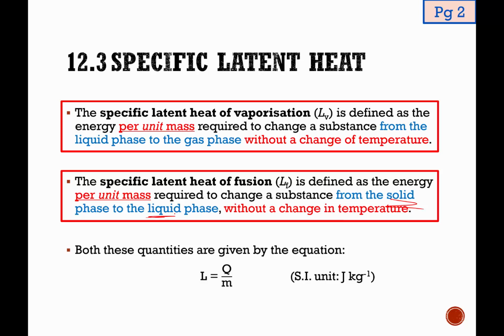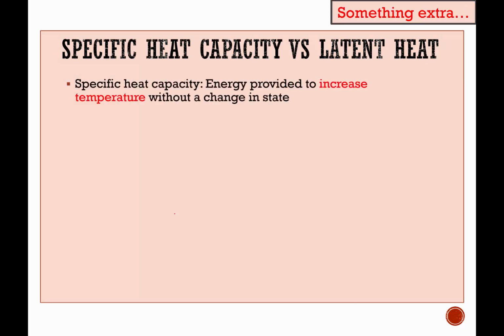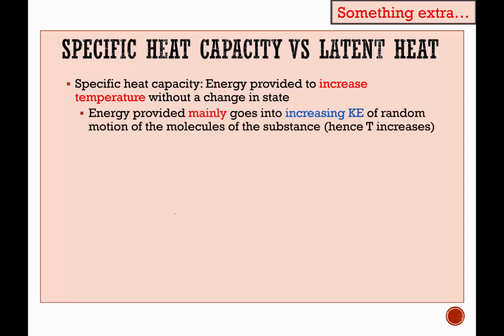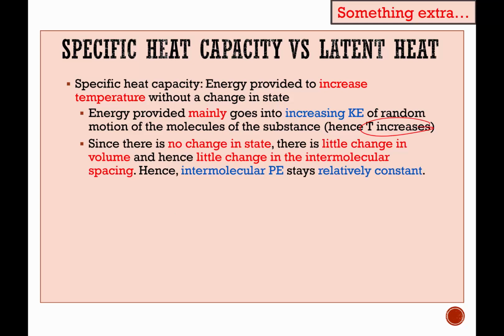So let us quickly compare once again between specific heat capacity as well as latent heat. Specific heat capacity, once again, is the energy provided to increase temperature without a change in state. So what does this heat energy go into? Essentially, the energy provided mainly goes into increasing the KE of the random motion of the molecules of the substance. And from the previous video, you should have already learned that the KE due to random motion is proportional to temperature. That is why for specific heat capacity, this energy, when it goes into increasing KE, will cause temperature to change. And because there is no change in state, there is very little change in volume.